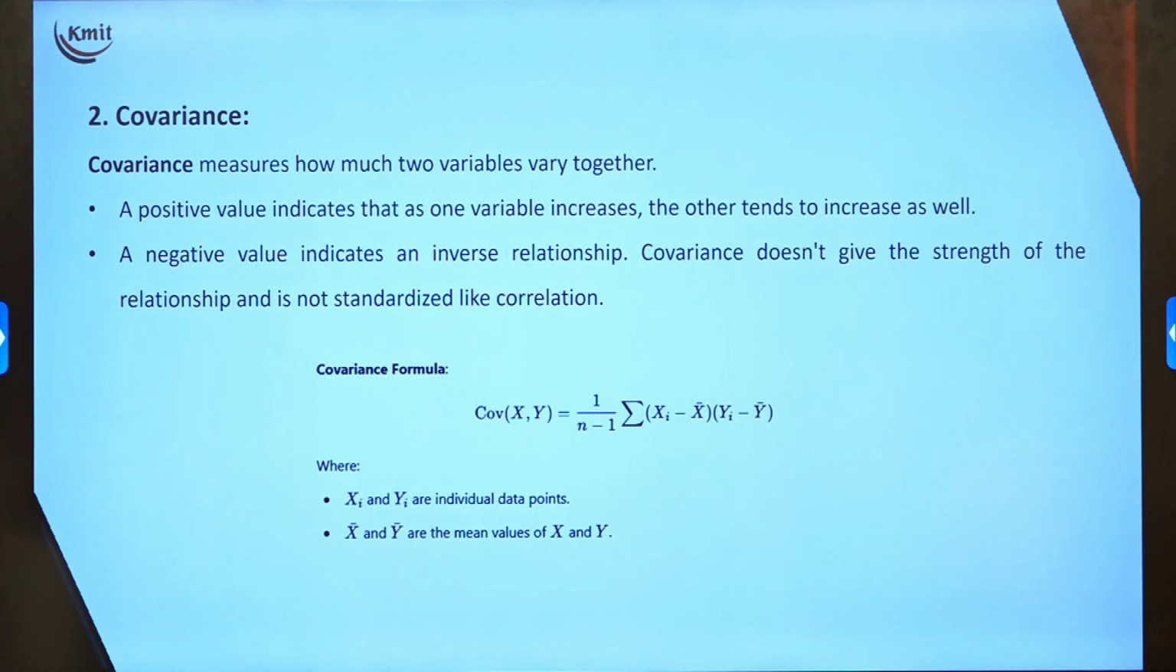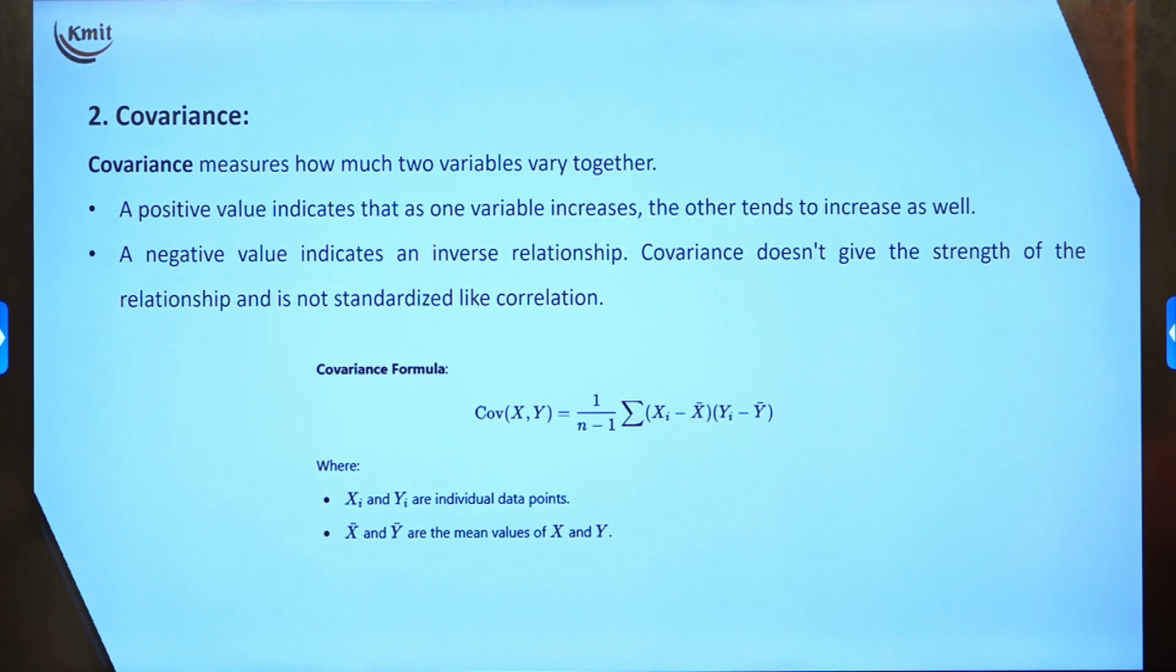Covariance measures how two variables vary together. We have two kinds of values here, a positive value and a negative value. A positive value indicates that as one variable increases, the other also increases, or if one variable decreases, the other also decreases. A negative value indicates an inverse relationship.